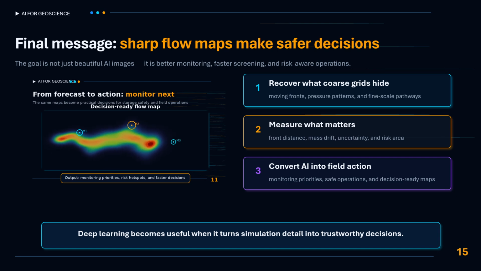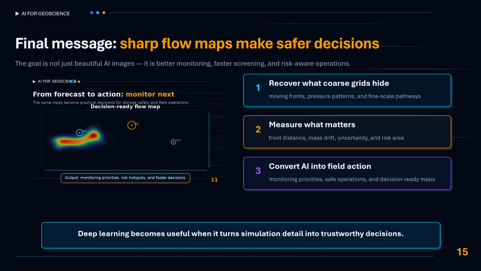Deep learning is useful for subsurface engineering when it helps us make better decisions. The goal is not just to generate beautiful AI images. The real goal is to recover what coarse grids hide: moving fronts, pressure patterns, and fine-scale pathways. We also need to measure what matters. That means front distance, mass drift, uncertainty, and risk area. These metrics are closer to real engineering decisions than only pixel error.